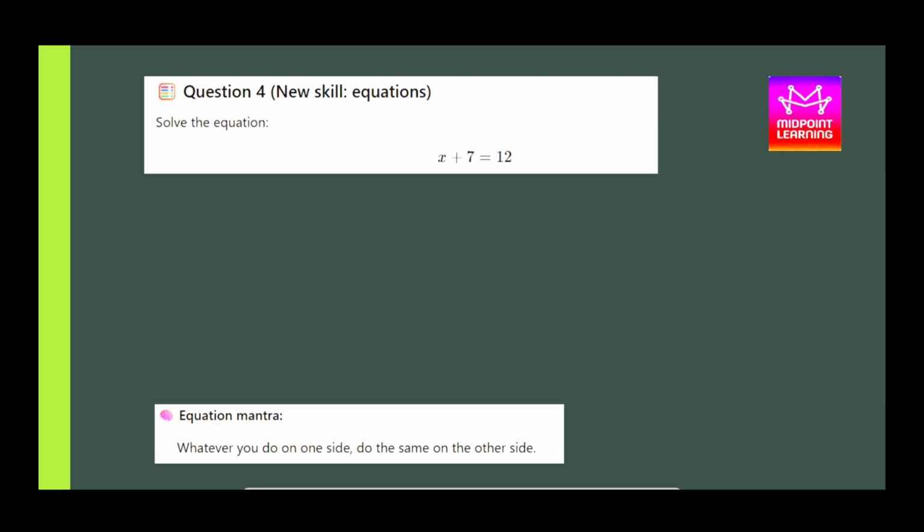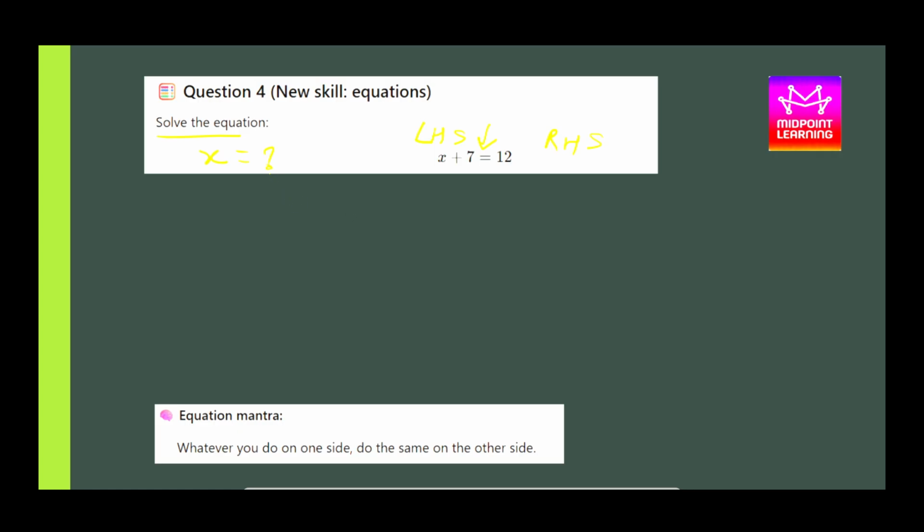Next question. Solve the equation. So we have an equation here. Equation means there are two expressions with an equal to sign, right? This is the left hand side and this is the right hand side. Both are equal, right? So this is an equation. Now the question is, you have to solve the equation, which means you have to find the value of x. Solving the equation means finding the value of the variable.